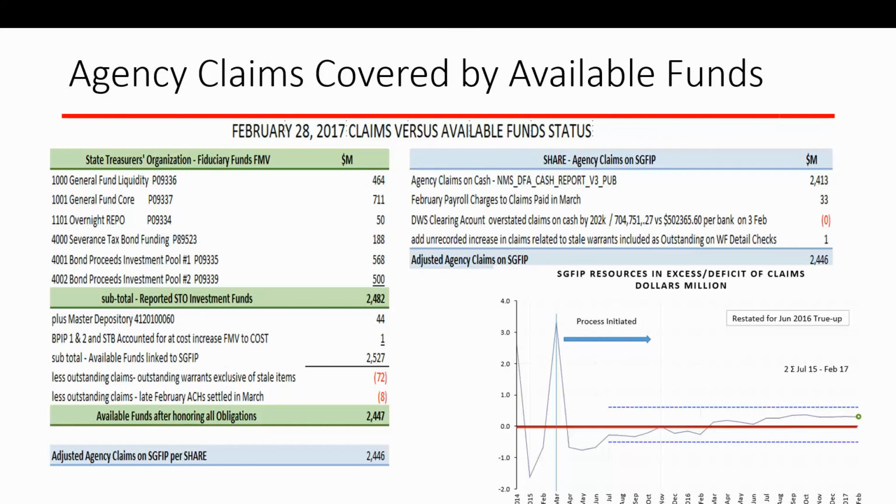And as you will note by the run chart in the lower left, that balance or that difference has stayed relatively constant over the last couple fiscal years, or calendar years. So what this says is that your claims on your books are matched by the resources held by STO.